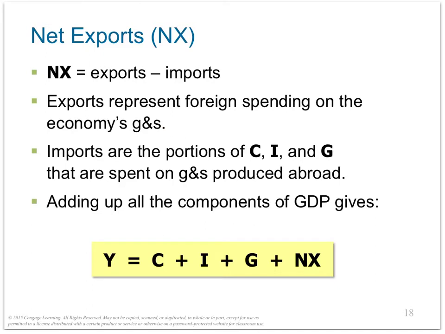Net exports equal foreign purchases of domestically produced goods, exports, okay, minus domestic purchases of foreign goods, imports, okay. A domestic firm's sale to a buyer in another country, such as Boeing's sale of an airplane to British Airways, increases exports. And if you buy from abroad, it increases imports, okay. And the net in net exports refers to the fact that imports are subtracted from exports. This subtraction is made because other components of GDP include imports of goods and services.